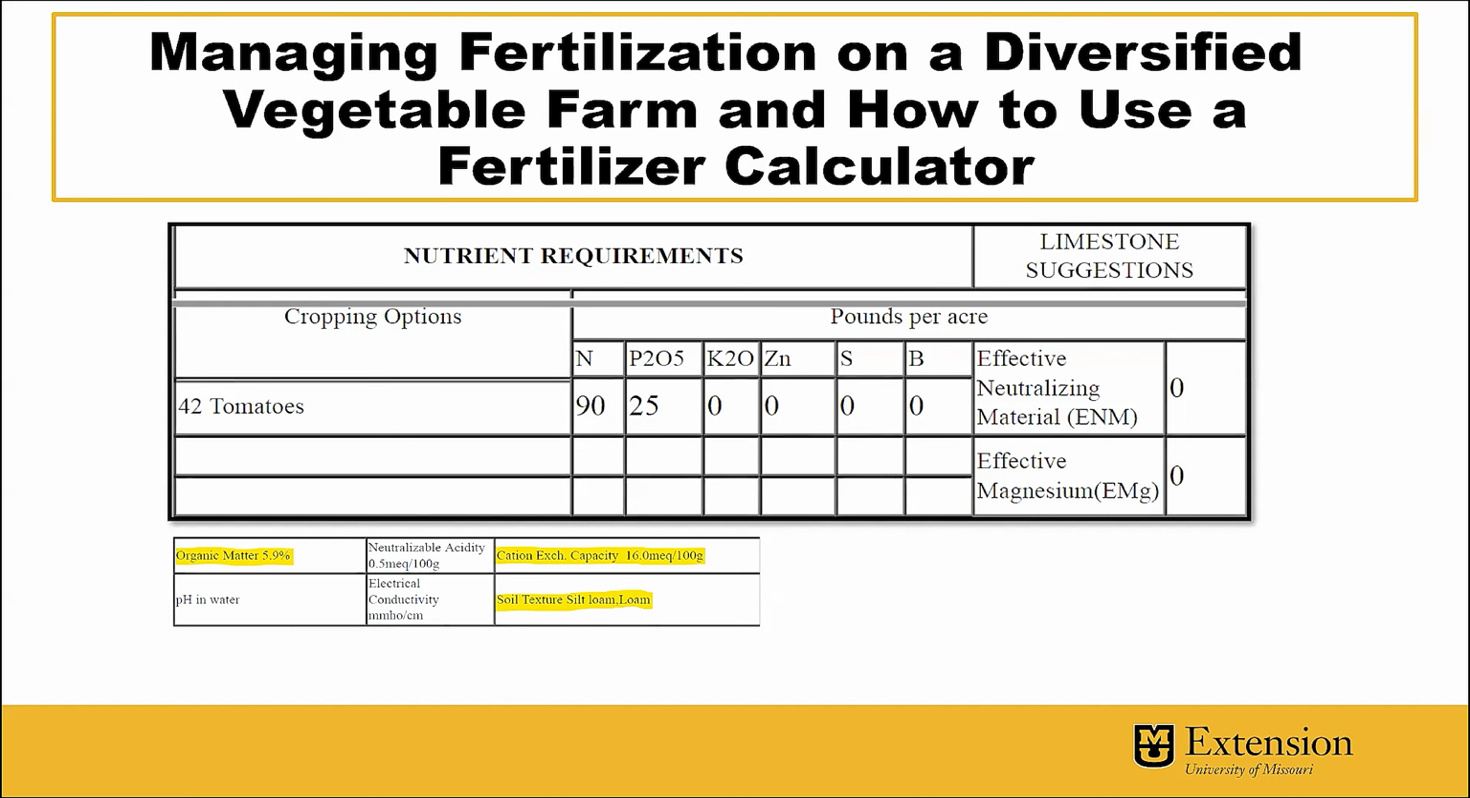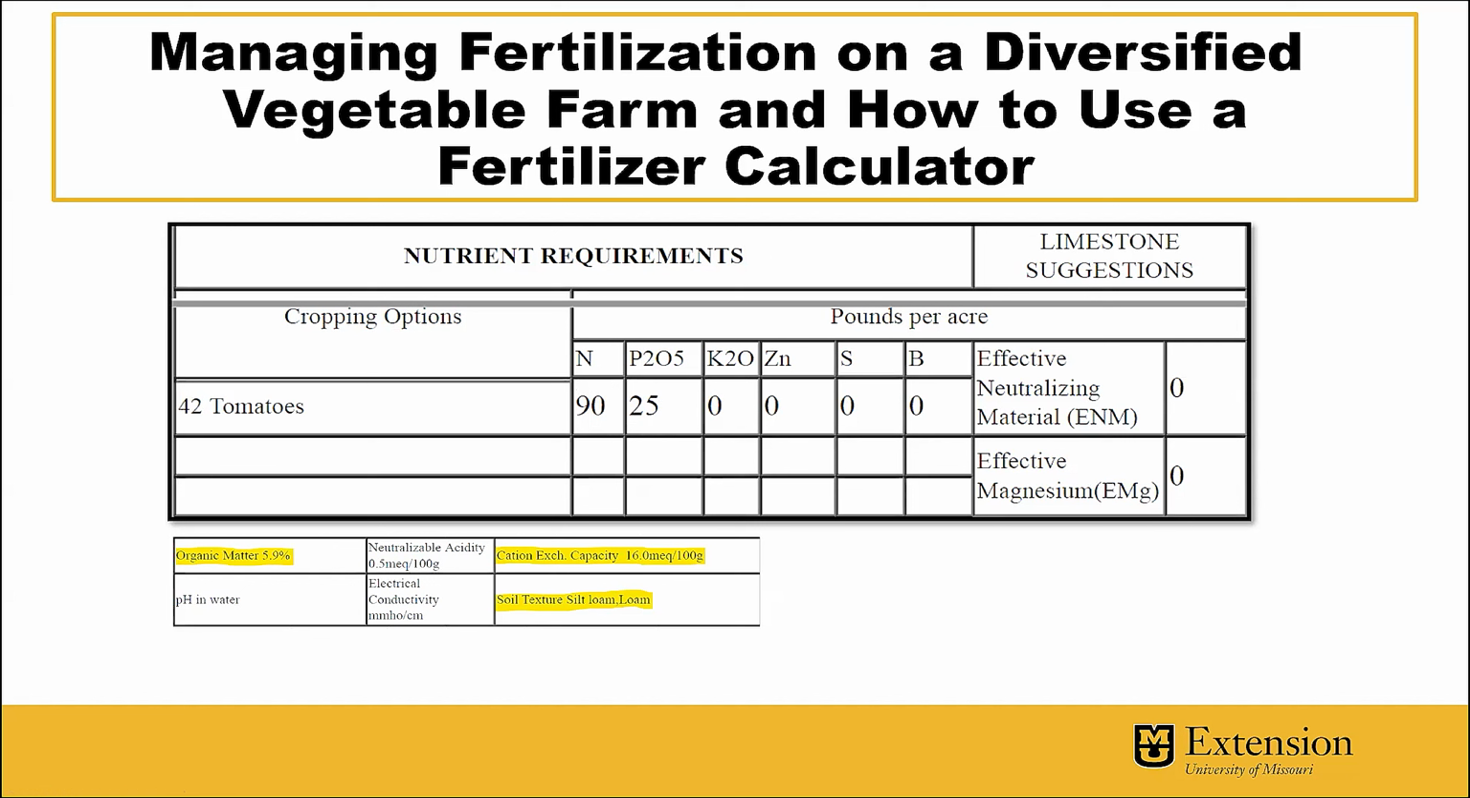Now, the crop selected for this report was tomatoes, and on most soil test reports, you're limited to 3 or 4 crops to receive recommendations for. So if we take a look at this report, the recommendations are 90 pounds of nitrogen and 25 pounds of phosphorus per acre for this tomato crop.